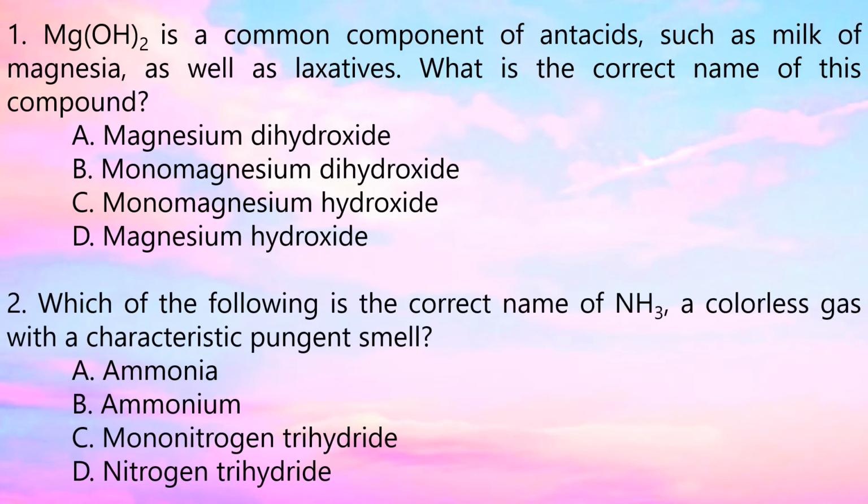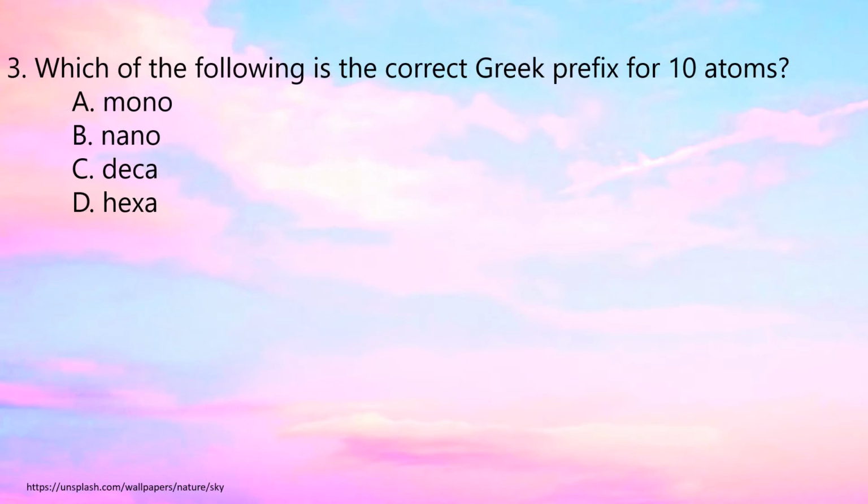2. Which of the following is the correct name of NH3, a colorless gas with a characteristic pungent smell? A, B, C, or D? Go! 3. Which of the following is the correct Greek prefix for 10 atoms? A, B, C, or D? Go!